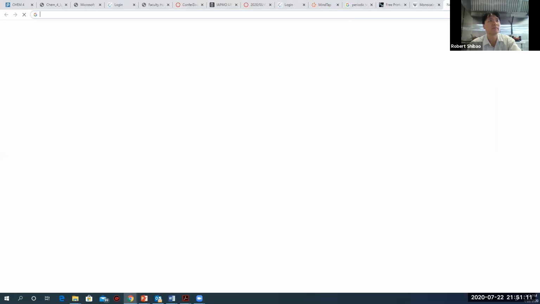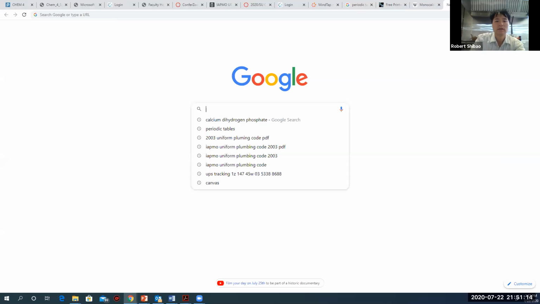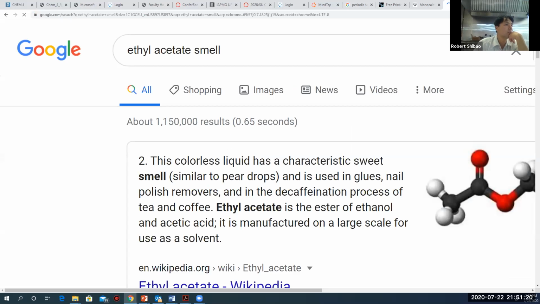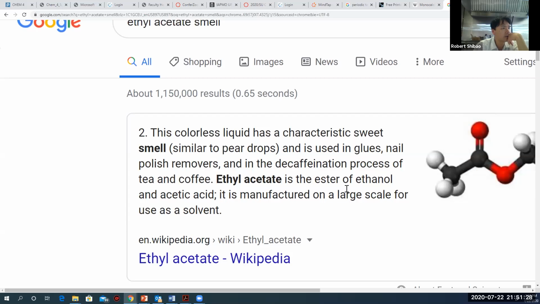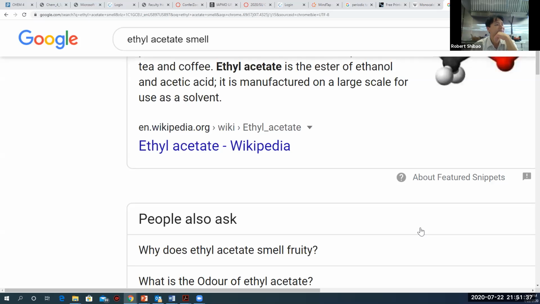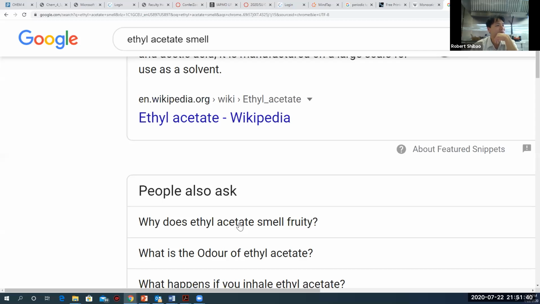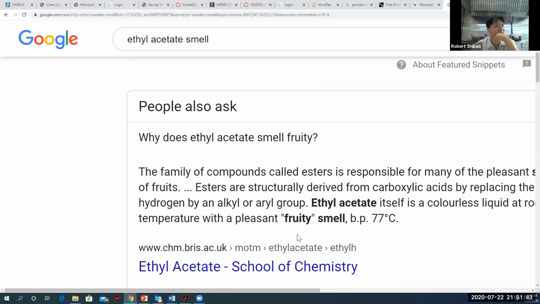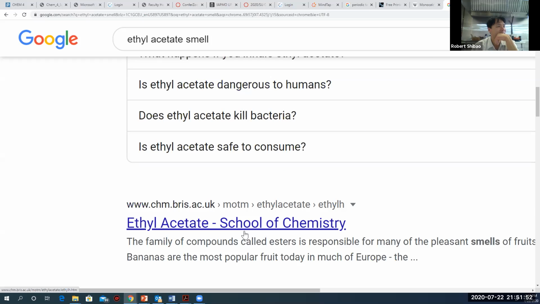What does ethyl acetate smell like? I'm just kind of curious. Ethyl acetate smell. Pears. It smelled like pears, maybe. No, maybe not. Maybe it's not so good. Sweet smell, similar to pear drops. Okay, sweet smell. Why does ethyl acetate smell fruity? No, anyway, it's got a pleasant fruity smell. Okay.